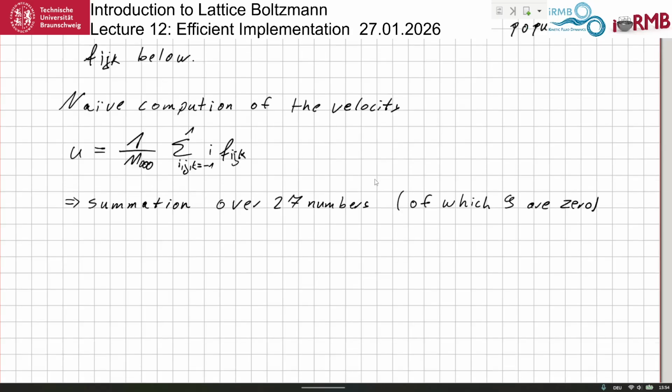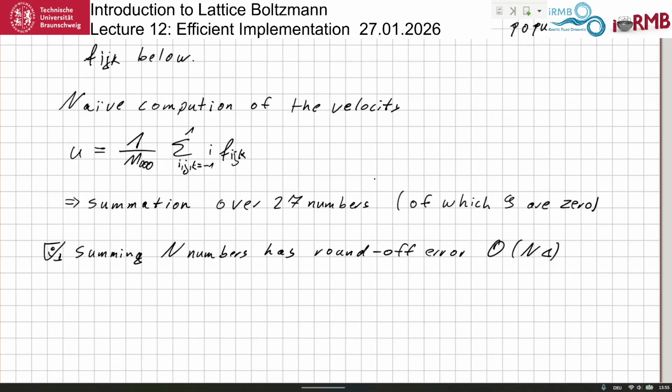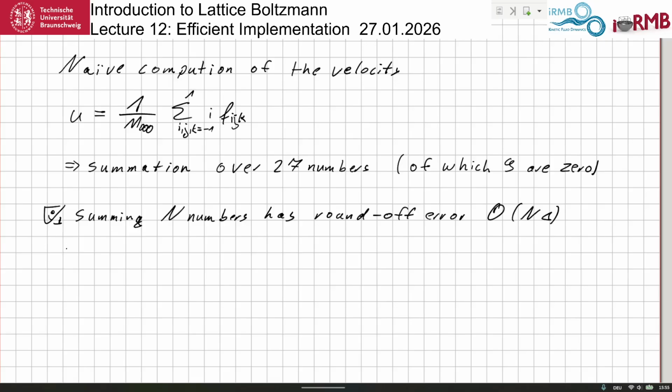So what is the error usually of this? Summing n numbers has round-off error of the order of n times delta. Actually, it's n minus 1 times delta because you have one operation less, but that's not so important. So what is delta? Delta is the value of the least significant bit.